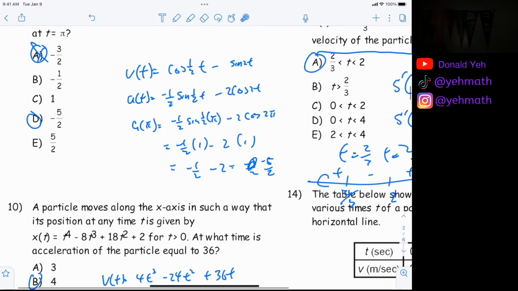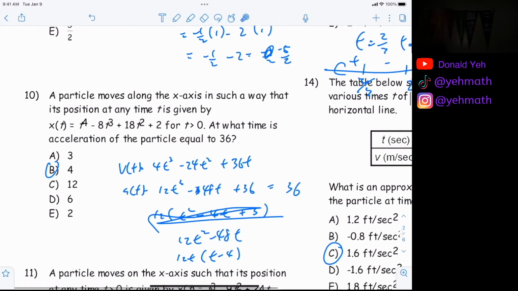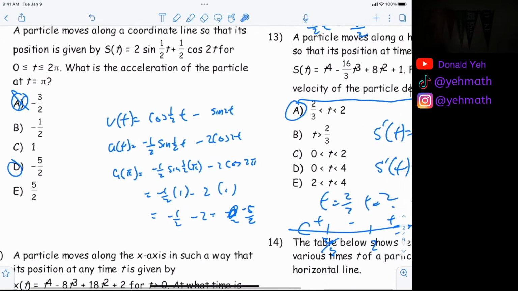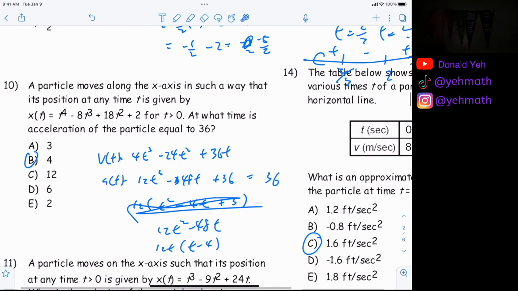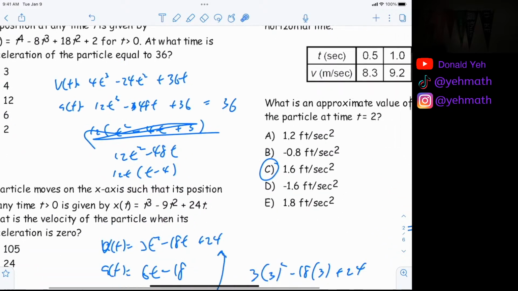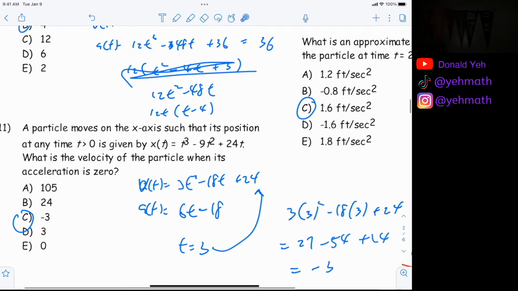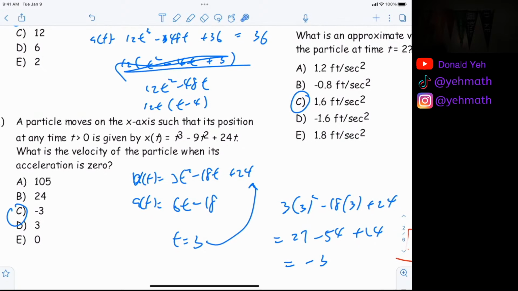Moving on. Number 10. 5 over 2? That was nice. Right, -5/2. Which one did we just do? 8? Oh, shoot. Number 10 is B. Number 11. T equal to 3. Why would you put negative 3? Wait, is it negative or positive? -3, sorry, -3, because you had to plug it back into the velocity function.